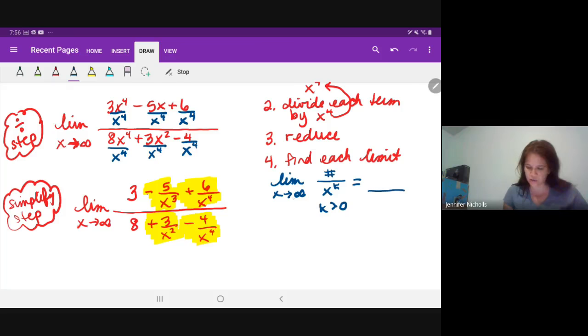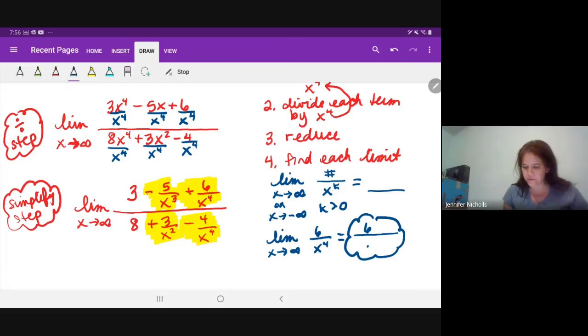And that's actually true. I'm going to put or x approaches negative infinity. It's actually true for each. So what I want to show you, I'll look and then I'll write the formula for you. But I like to think of it as a how. I don't like to memorize formulas. So let me show you the 6 over x to the fourth. What I imagine in my head is 6 over infinity to the fourth.